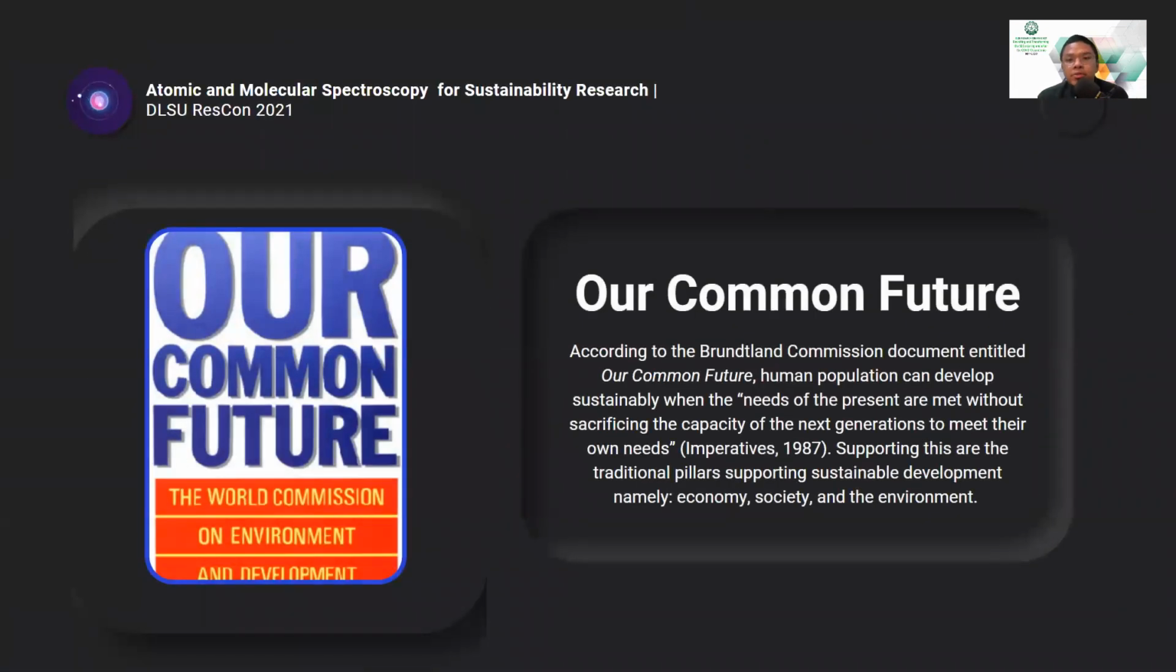So first, let's have a brief background lang on sustainable development. So in 1987, the World Commission on Environment and Development published the document A Common Future, where the famous sustainable development definition was coined. Wherein the needs of the present are met without sacrificing the capacity of the next generations to meet their own needs. So later on, the pillars of sustainability were also established, and these include economy, society, and the environment.